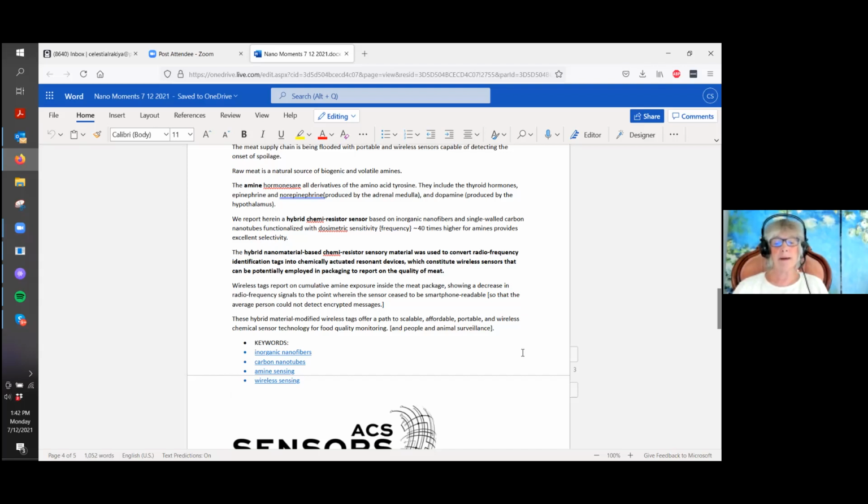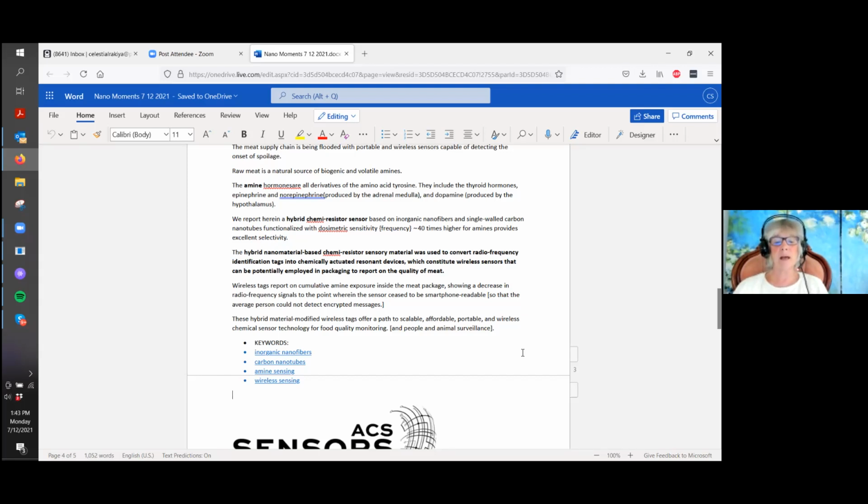So showing a decrease in radio frequency signals to the point where the sensor ceased to be smartphone readable. And why is this important? So that the average person cannot detect the encrypted messages that it's sending. So for instance, you want to know if that meat that you're buying at the store is contaminated, has it been sitting out, or does it have some sort of bacteria in it? You would not be able to find out, but the health department would be able to find out. But because the messages are all encrypted, with the cell phone technology these days, many things are smartphone readable, but they don't want you to have that capability.